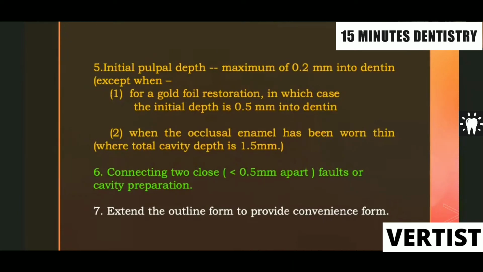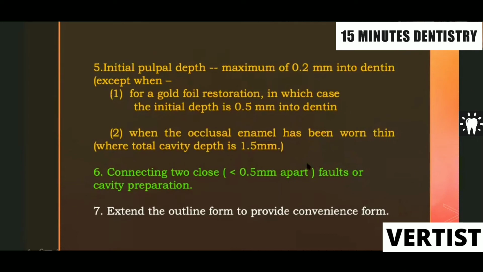Now, when the occlusal enamel has worn thin, where the total cavity is 1.5 millimeters, connect them if they are too close. If you are doing an upper first molar, very often you do a different mesial cavity and a different distal cavity. You don't cross the oblique ridge. But if there is only 0.5 millimeter difference between both the cavities, you're better off connecting both of them.